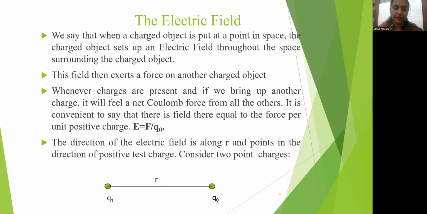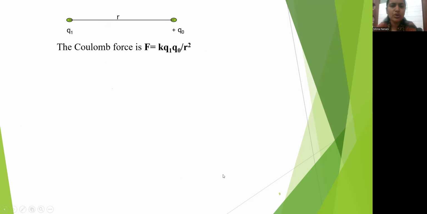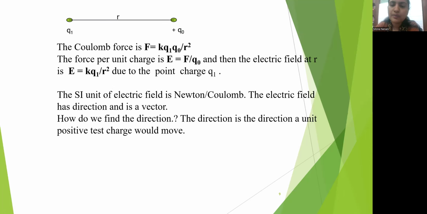There is an electric field, right? So how do we define the electric field? It is the force exerted on that Q0 charge, and it is given by F upon Q0. The direction of this electric field is along R, that means along this distance, and points in the direction of the positive test charge towards this. Okay. So here we can see the direction. And Coulomb's force is given by F equals K Q1 Q0 upon R square. So that is why E can be given as F upon Q0.